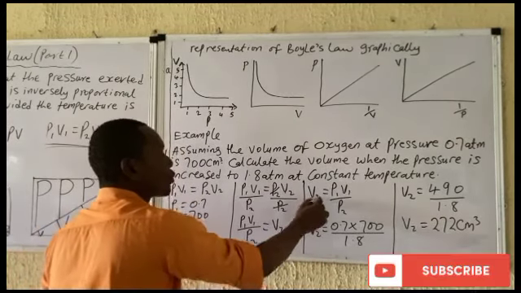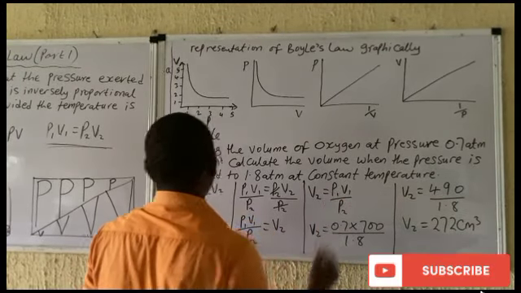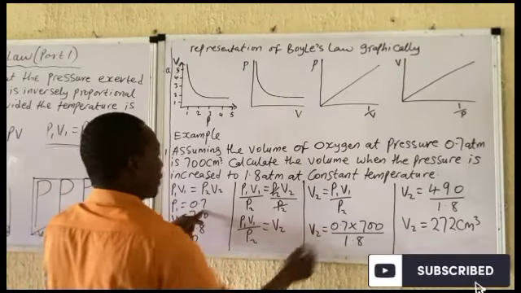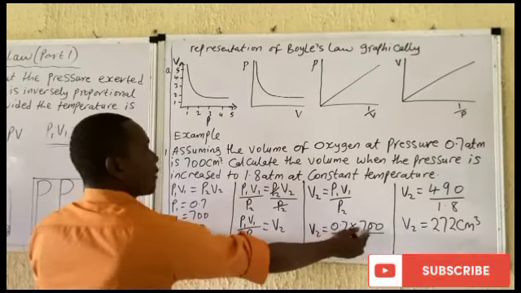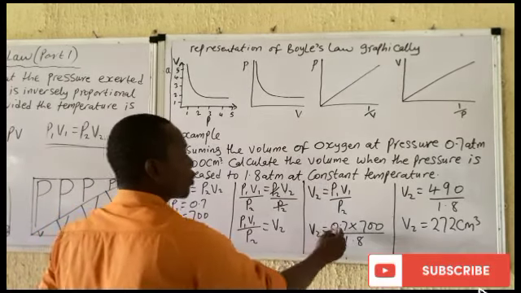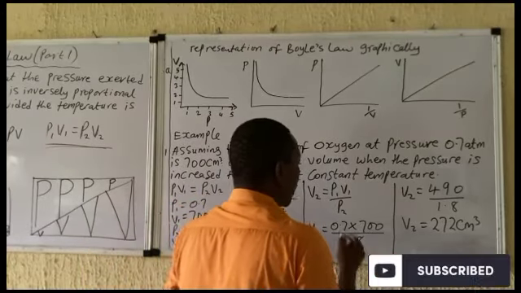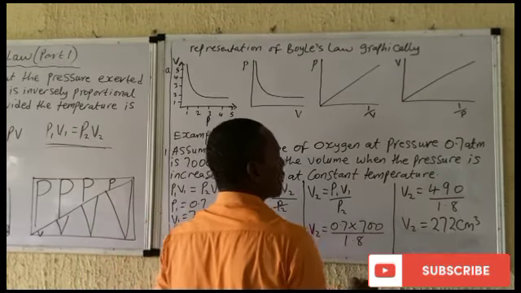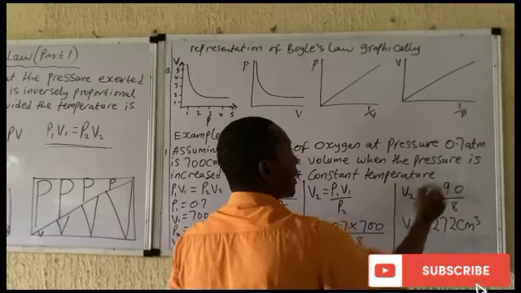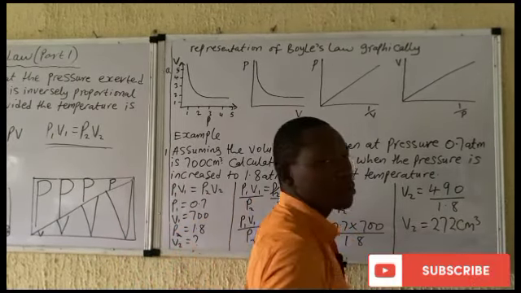So we have V2 is equal to P1 V1 over P2. What is P1? From our question, P1 is 0.7. You put it there. V1 is 700. You put it there. Then P2 is 1.8. You put it there. So you now have 0.7 times 700 over 1.8. Now we can go further. Use 0.7 to multiply 700. You have 490 over 1.8. And if you carry out your division, you have 272 centimeter cube. So this is our answer.